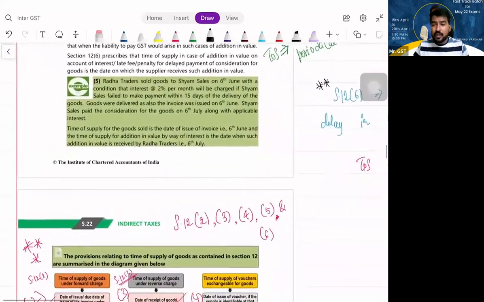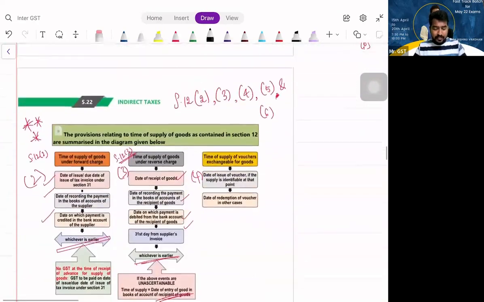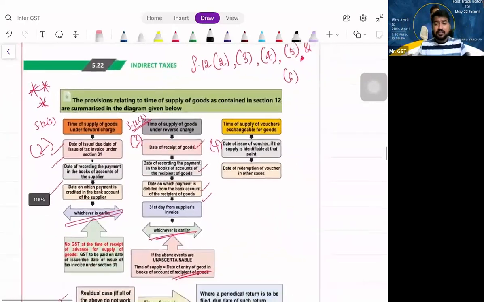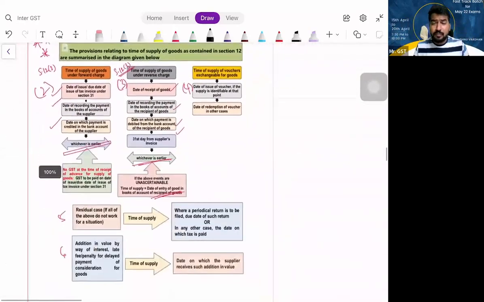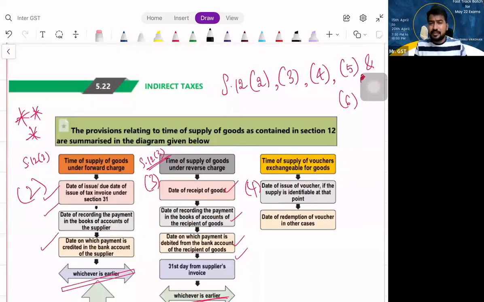Section 12. Page number 5.22. If you look at that, there is a flow chart given in the Institute study material summarizing the entire section 12. That is also very beautifully presented. You can also use it for your revision purpose. Nothing else is required. Just trust me, that page alone is sufficient for entire section 12. Just revise it once, then you can happily solve the problems.